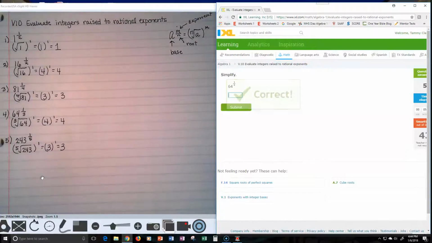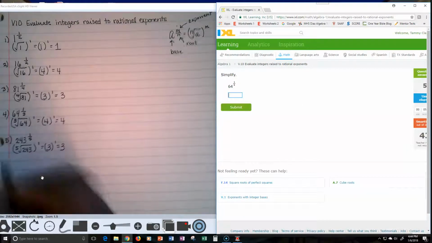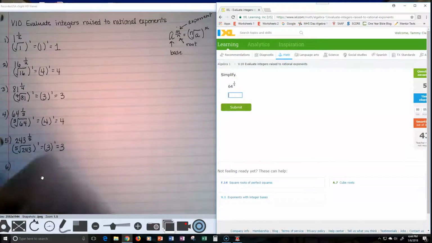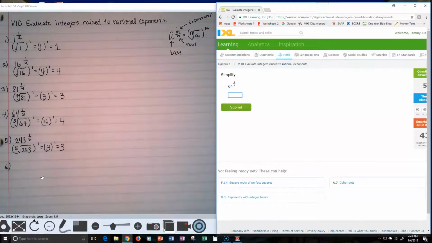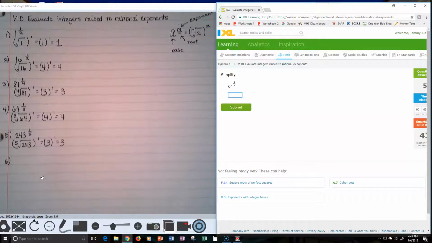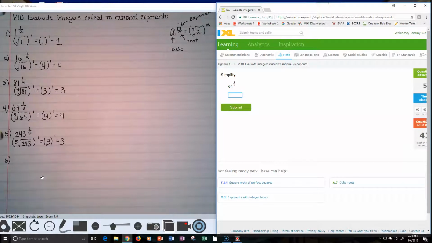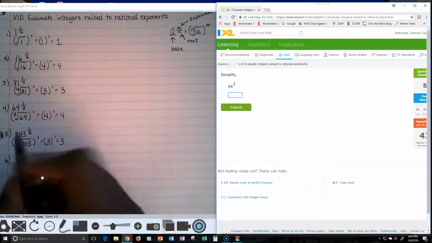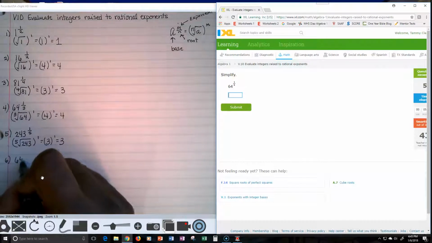Now, if you're in awe or enamored by what I'm doing, guys, this is just number sense. You just play with the numbers. That's all. There's no magic in it. You just play with the numbers, and pretty soon you'll come up with your own way of figuring out what these numbers are. So 64 to the 1/6 power.